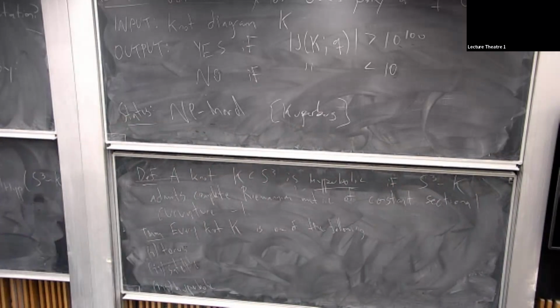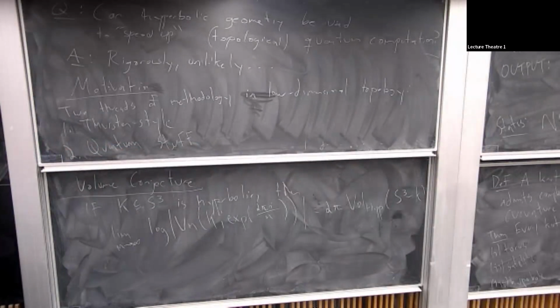So here are examples. This is a torus knot. Why is it a torus knot? Because it admits a diagram that can be drawn on a torus, the standardly embedded torus in S3, with no crossings. Okay. So these two are examples of satellite knots.